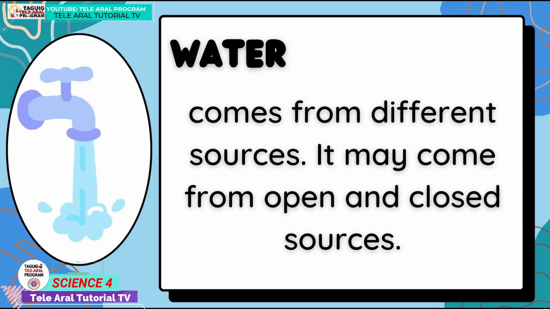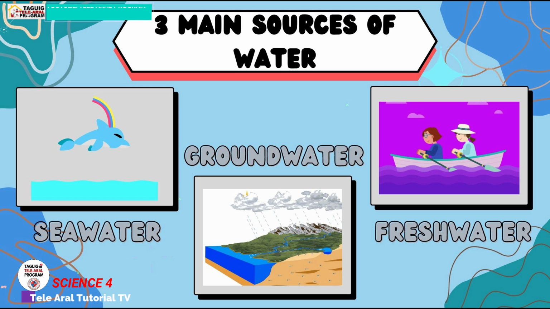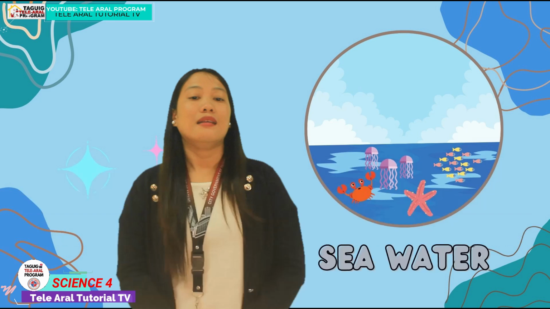Water comes from different sources. It may come from open and closed sources. It may also come from a small and big body of water. Rainwater comes from clouds. The kind of water depends on its sources. There are 3 main sources of water. First, the seawater, the groundwater, and the fresh water.